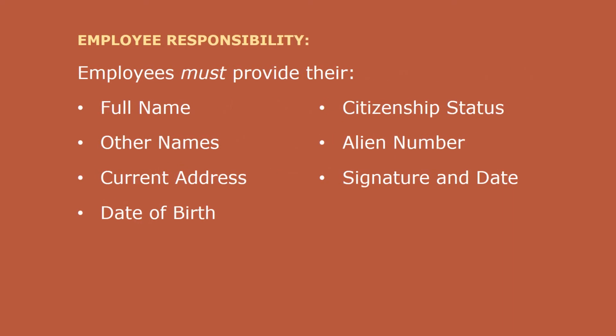In Section 1, employees must provide their full legal name, other names used if applicable, their current address including street name, number, city, state, and zip code, date of birth, a check mark next to the appropriate box to indicate whether they're a U.S. citizen or non-citizen national, lawful permanent resident, or alien authorized to work in the U.S., their alien number, USCIS number, Form I-94 admission number, or foreign passport number, including country of issuance, and the date employment authorization expires, if applicable, and finally, their signature and the date.